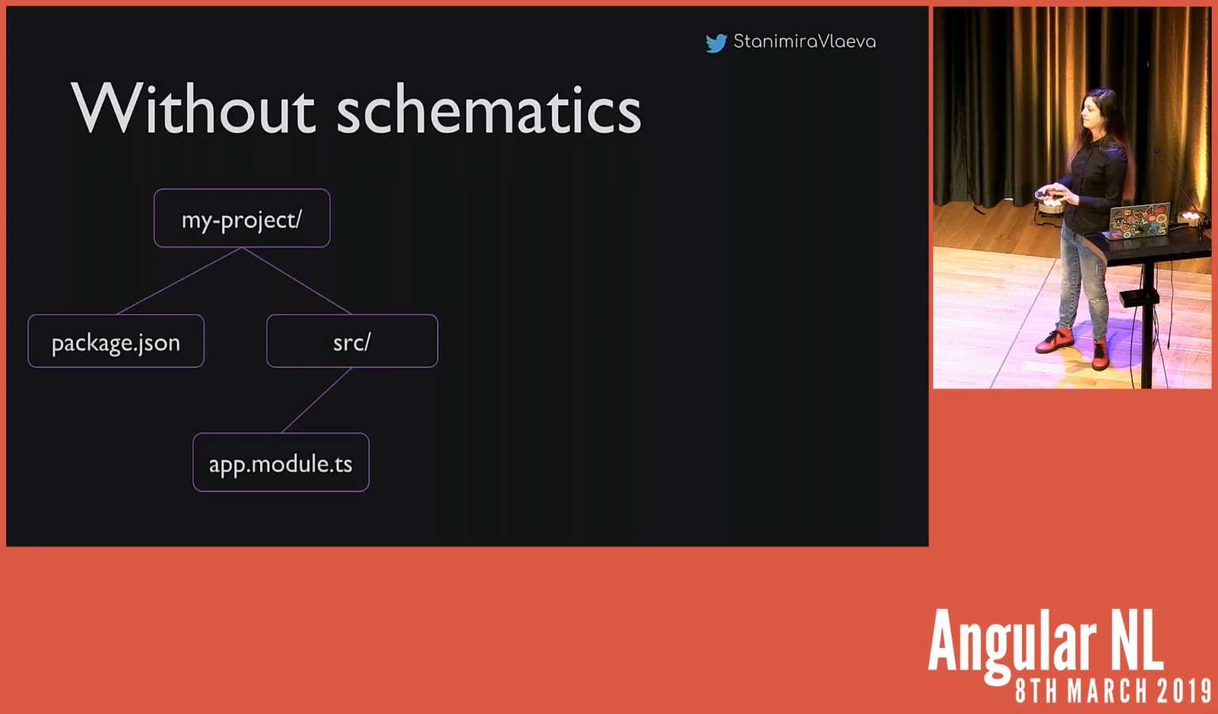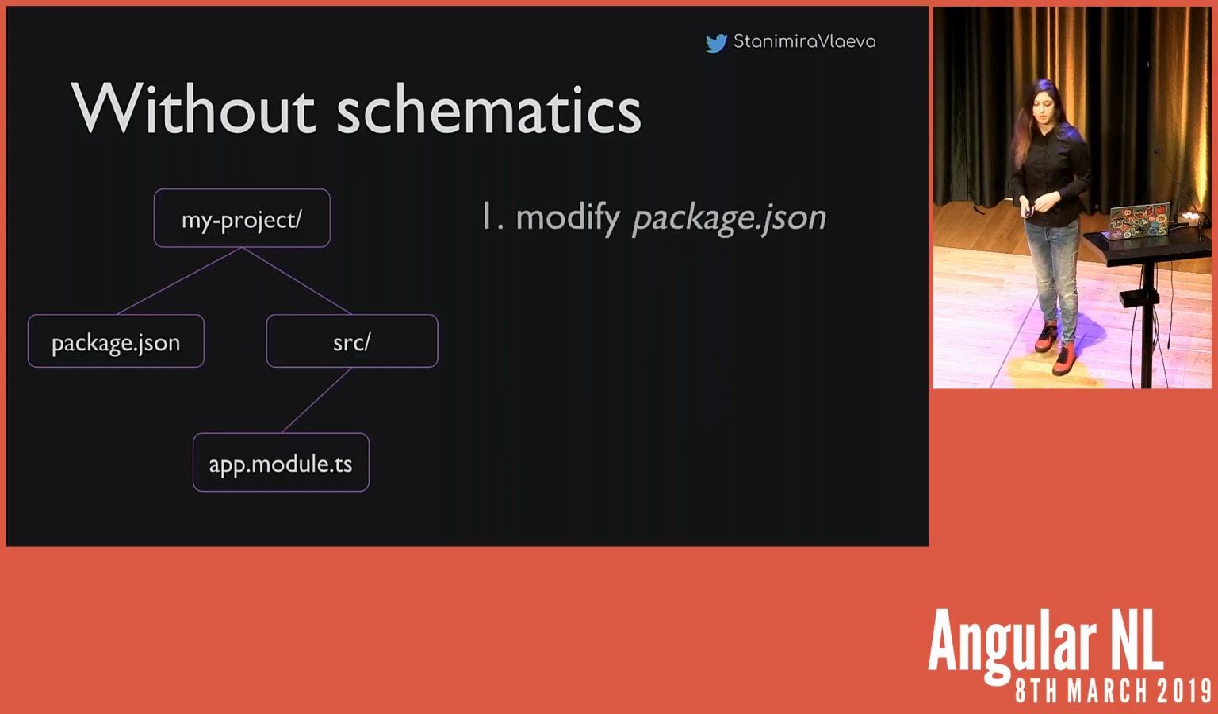So let's see an example. This is an example without schematics. For example, you're just using the fs module from Node. We want to modify the package.json file. Fs read, change some content, then write the file. And obviously, the file is modified.